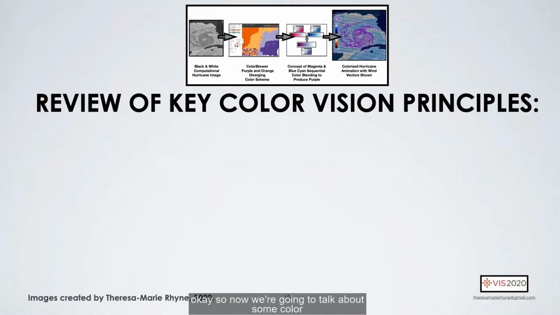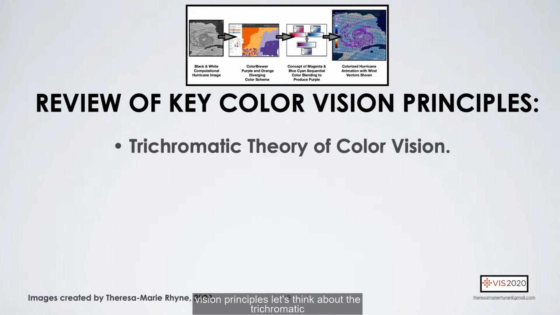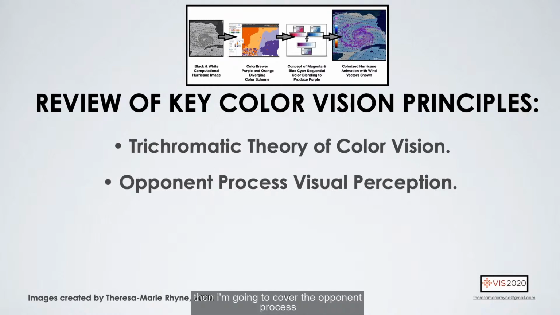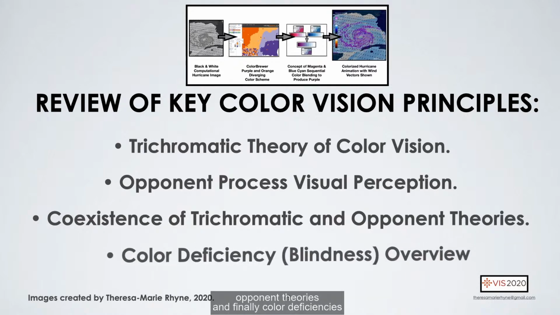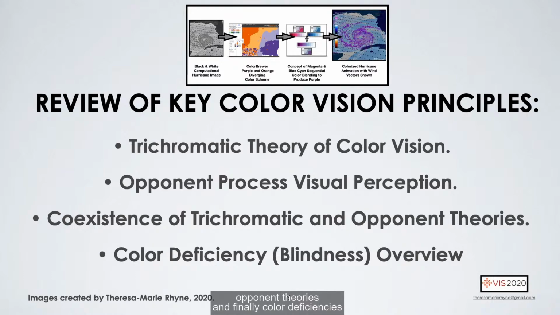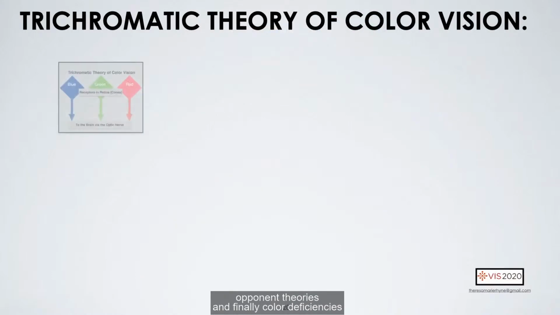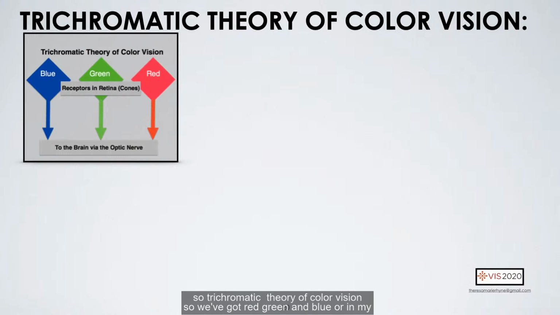Okay, so now we're going to talk about some color vision principles. Let's think about the trichromatic theory of color vision. I'm going to cover that. Then I'm going to cover the opponent processing of visual perception. You want to know about that because many of you probably use the CIE Lab color model, and it's based on opponent color processing. The coexistence, therefore, of trichromatic and opponent theories. And finally, color deficiencies.